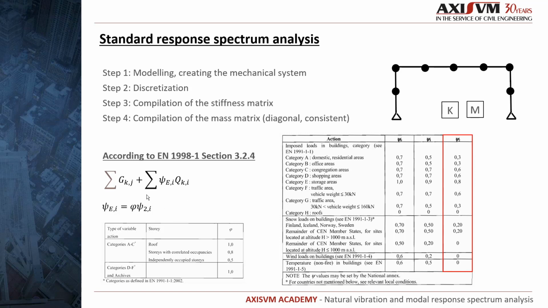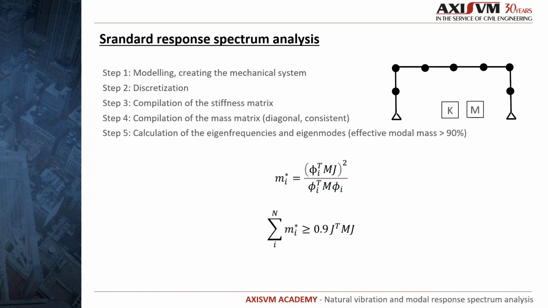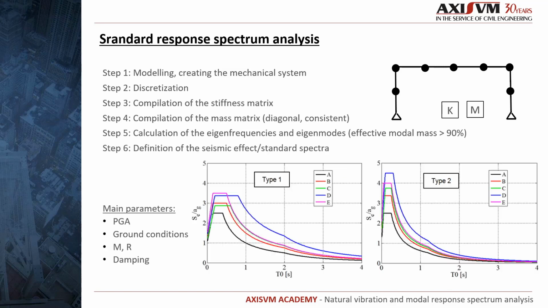The mass we consider should contain all permanent loads and the predefined part of the live loads as well. The amount or percentage is defined with the combination factor in Eurocode, and for example, we don't have to consider wind, snow or temperature loads in most cases. In step 5, we calculate the natural frequencies and forms of the system, and we make sure that we consider at least 90% mass of the whole structure. Then we define the standard spectrum for analysis.